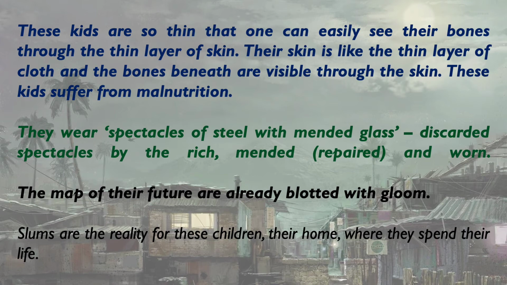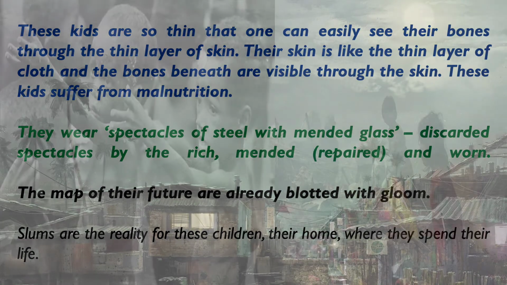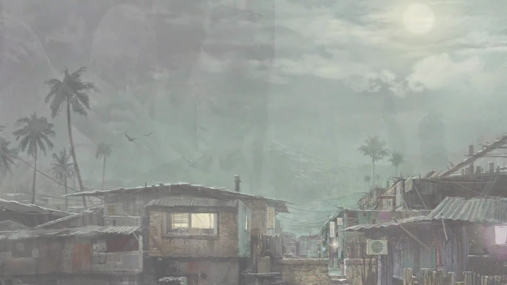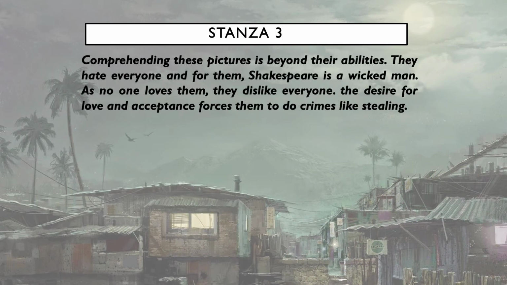The map of their future are already blotted with glue. Slums are the reality of these children, their home, where they spend their life. See, children, how thin they are. Gist of stanza 3. Comprehending this picture is beyond their abilities.